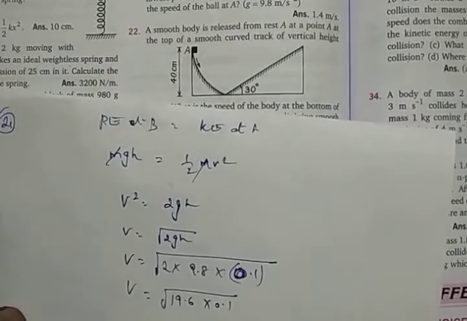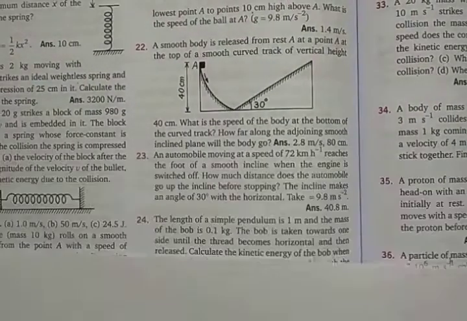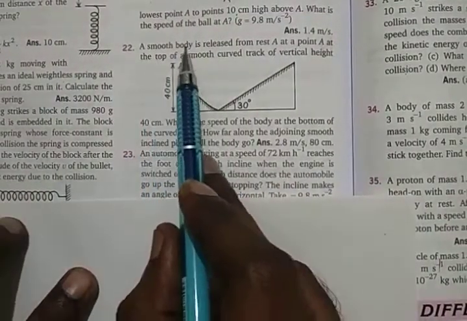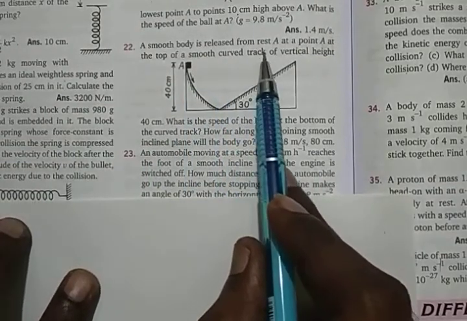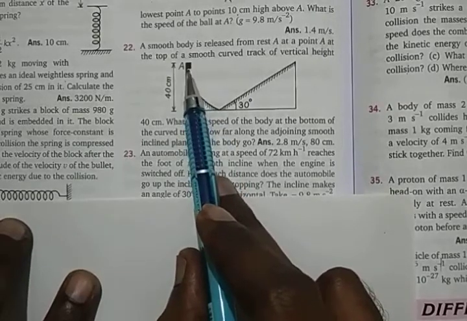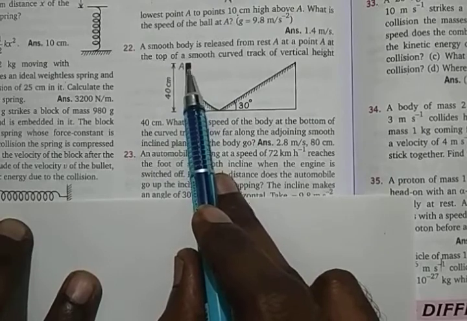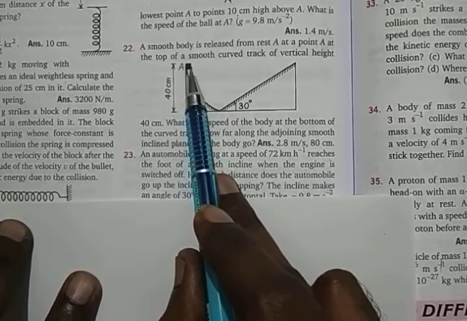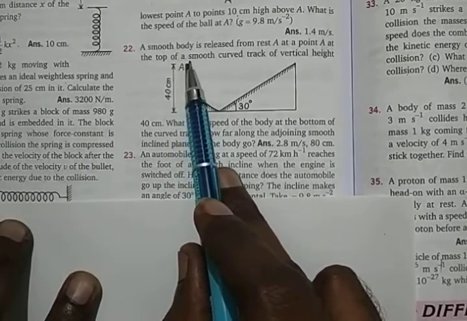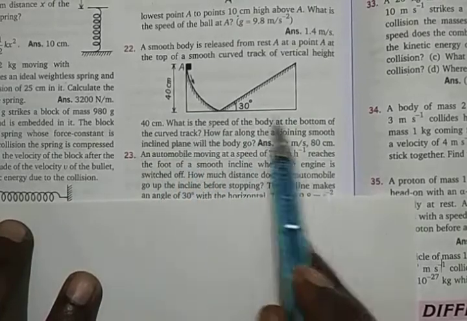Next one, question number 22. Simple, similarly the same thing. A smooth body is released from rest at A. From here it comes down. That means it is already at rest, so it's not moving. So it's just potential energy here, mgh. It says the top is 40 centimeter above. What is the speed of the body at the bottommost point?